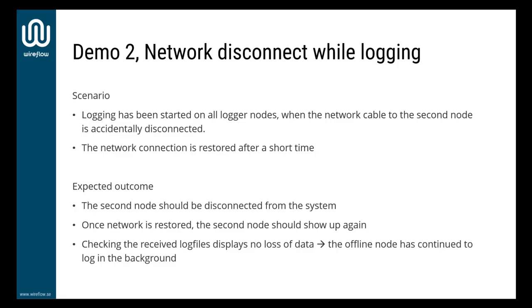An expected outcome of this is that we should first see that the user interface indicates that the second node is disconnected, and once the network is restored, we see that the second node should show up again. And checking the received log files should display no loss of data, meaning that even if a node is offline while logging, it still continues to log in the background.